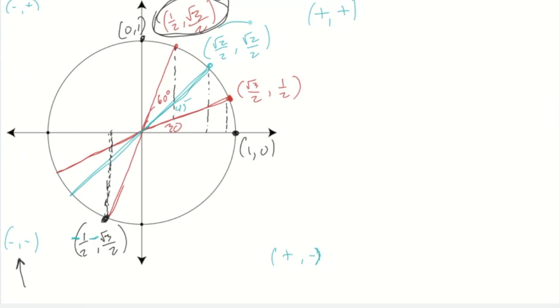Same thing with this. So it's the same exact triangle, equal sides, x and y are equal. So I can write that again here. I can say this is going to be root 2 over 2, root 2 over 2. But now they're both negative because they're in the third quadrant.